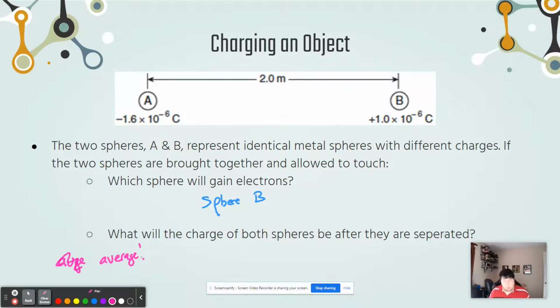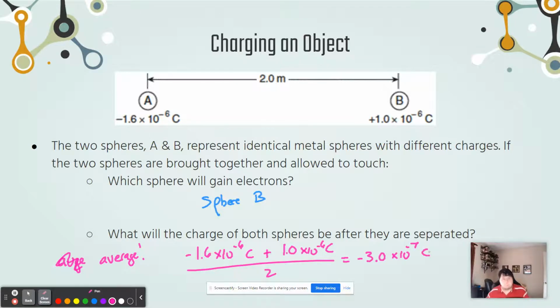So what I would do, go ahead and take those two charges, add them up, negative 1.6 times 10 to the minus 6th coulombs plus 1.0 times 10 to the minus 6th coulombs, and then divide by 2 because there's two spheres. So just average them up. Do make sure you take into account the signs, that one's negative and the other one's positive. And then when I do that in my calculator, I got negative 3.0 times 10 to the minus 7th coulombs. So we can see sphere A went down like we would think because it would be losing electrons, so it's less negative. And then sphere B got more negative to negative 3 because it gained those electrons there.